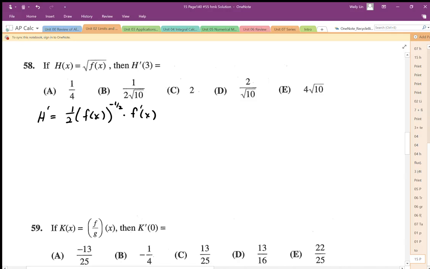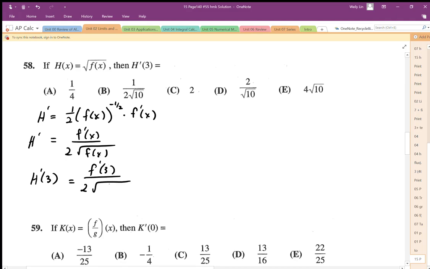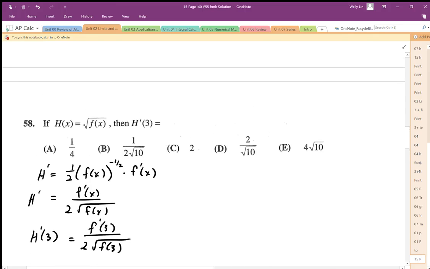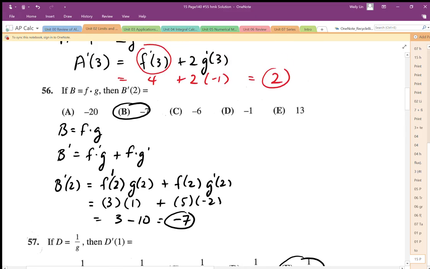I differentiate the outside first, then the inside. Remember that I don't change the inside function there. I'm just going to rewrite this as f prime of x over 2 square root f of x. Okay, so there's my h prime function. h prime at x equals 3 means I need f prime at 3, and I need the f value at 3. So now I go back up to my table, f prime at 3 and f at 3.